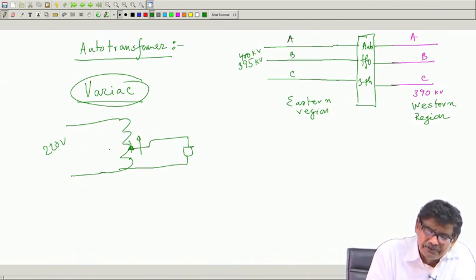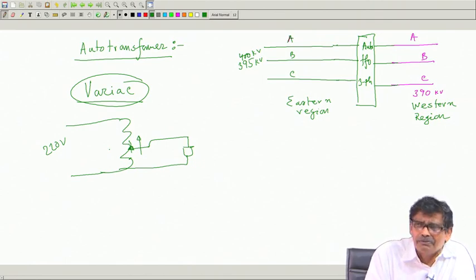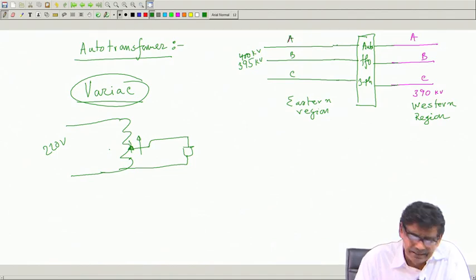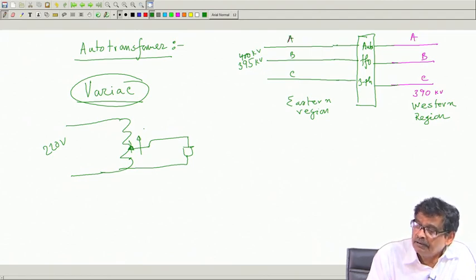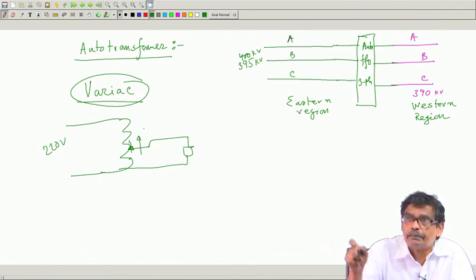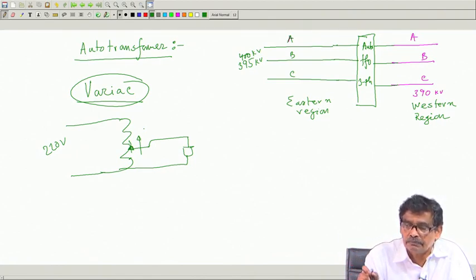That is why you will find a variac is too heavy. There is no saving there. Its kVA rating is known, the maximum current it can draw and so on. This point I must bring out to you, so that you distinguish between a variac and a dedicated auto transformer like this, where it will be used and will have a fixed tapping.